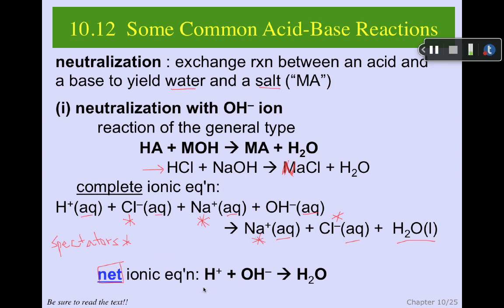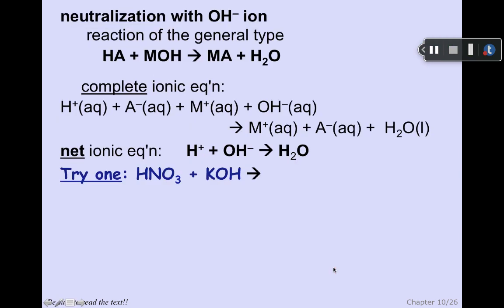The consequence is that the net ionic equation for this neutralization process combines a hydrogen ion with hydroxide to make water. Well, that sounds simple enough, but neutralization reactions with hydroxide will most often have some very similar or exactly that net ionic equation. Hydrogen with hydroxide ions combining to make water. So we can do this with other acids and come up with something else that's similar. What we'll do is we'll try one with nitric acid and potassium hydroxide.